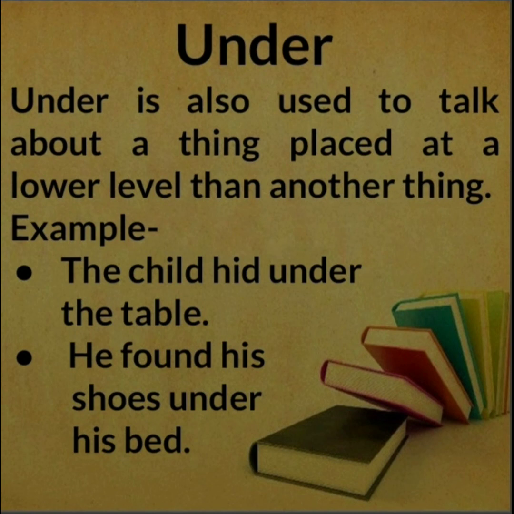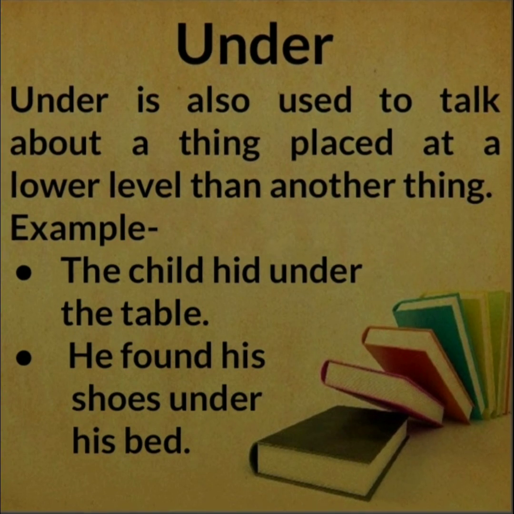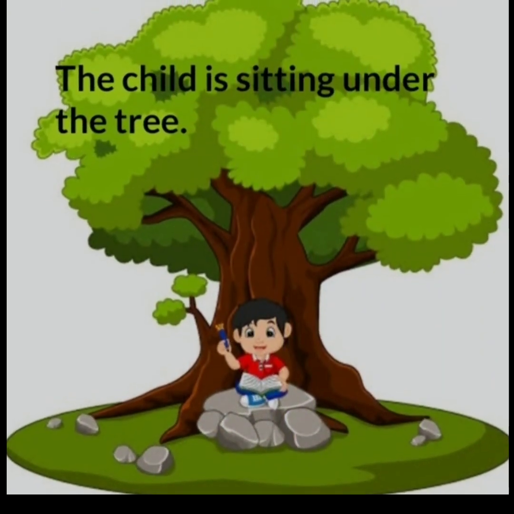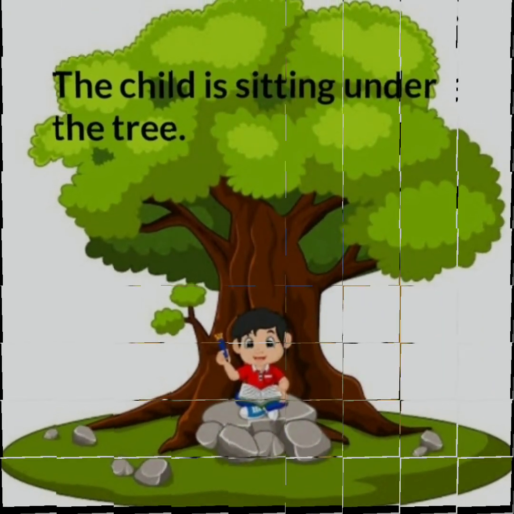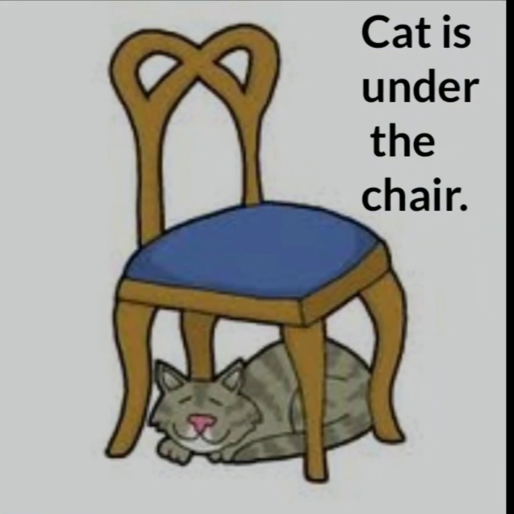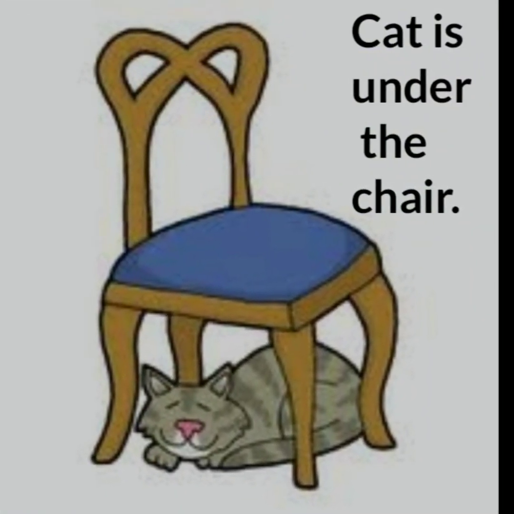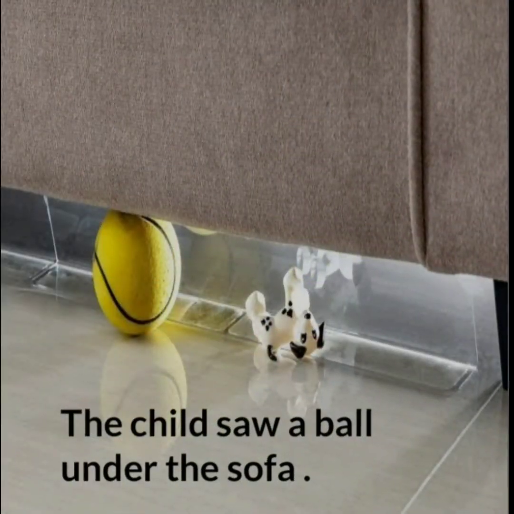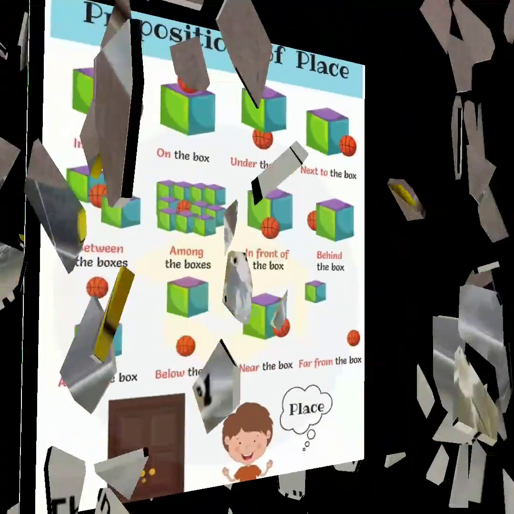For example, the child hid under the table. He found his shoes under the bed. The child is sitting under the tree. The cat is under the chair. The football is under the table. The child saw a ball under the sofa.